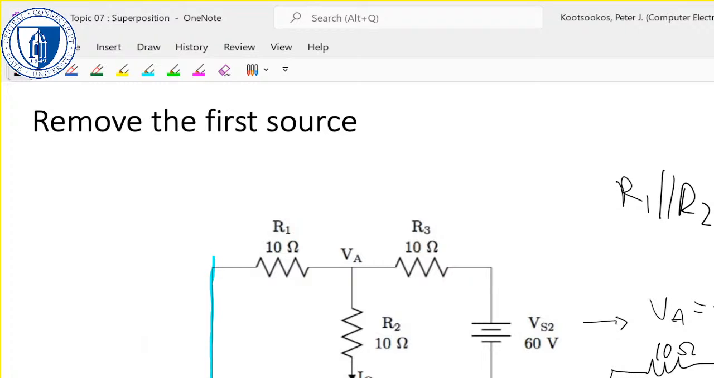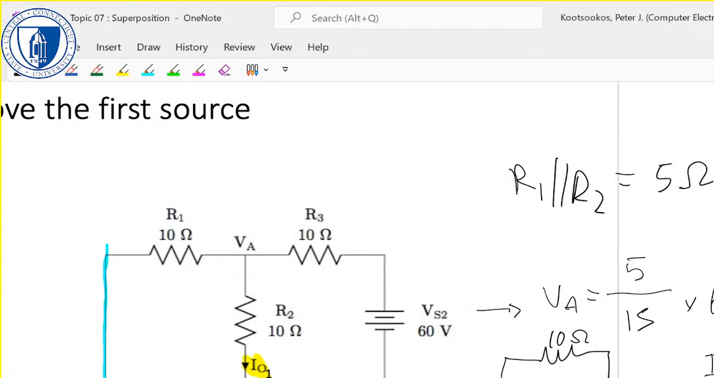The current IO1, that's the thing we're trying to find in the original circuit, is therefore just VA on R2, which is 20 on 10, which is 2 amps. So that made the circuit much easier to solve, and we have the first answer.